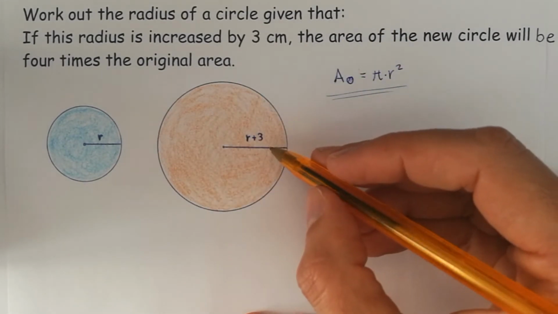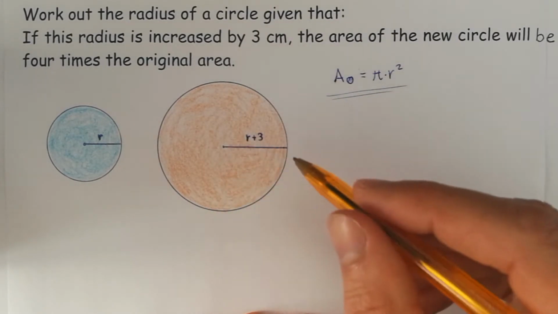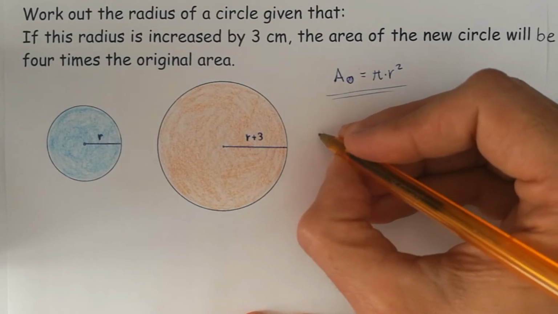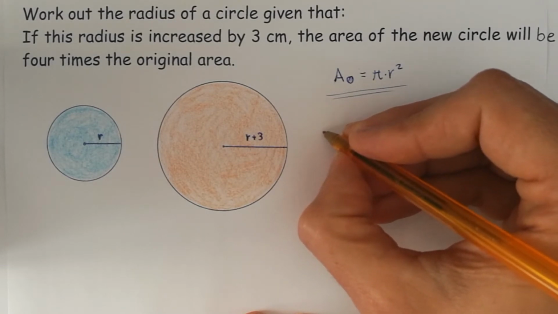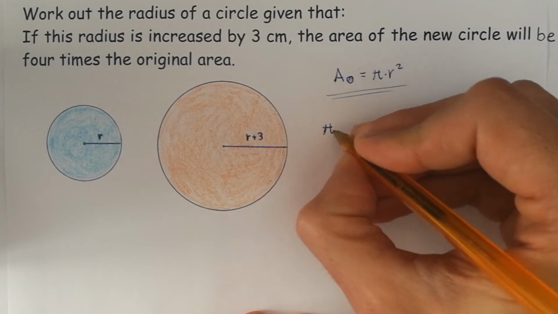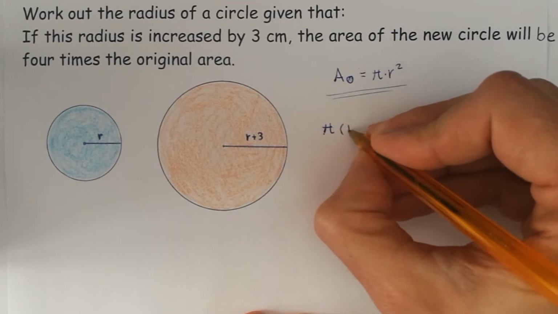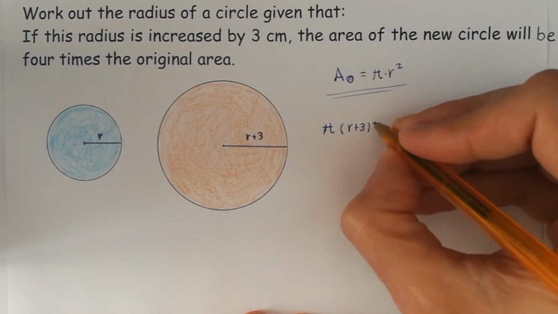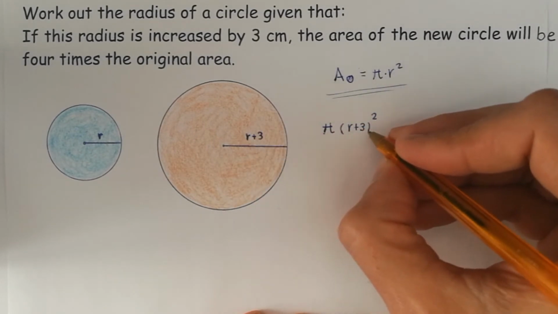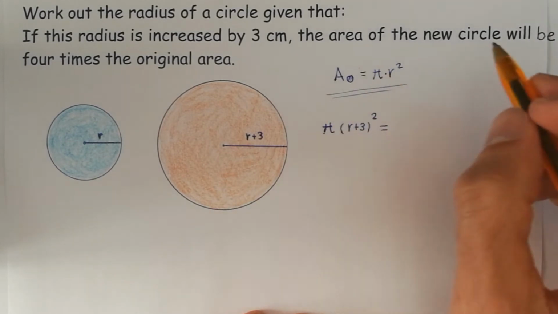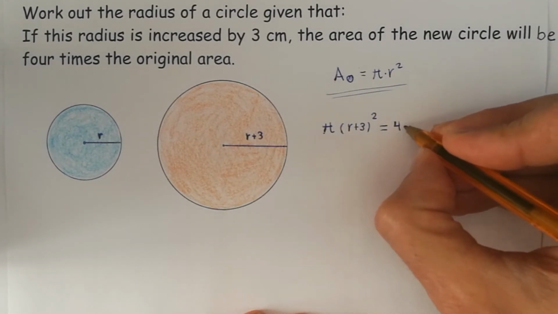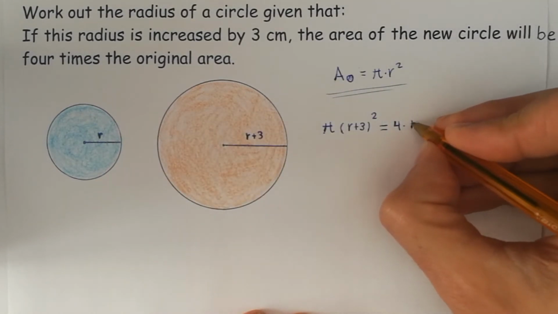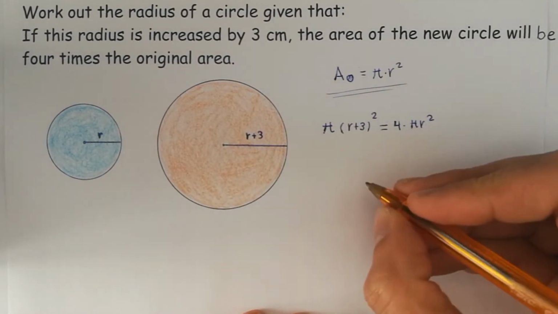We have to translate. It's better if we choose the second circle to start this equality, I think, because this area, the area of the new circle, it's very important that we put this radius in brackets. It's an expression. This area is going to be 4 times the area of the original circle, that is pi r squared.